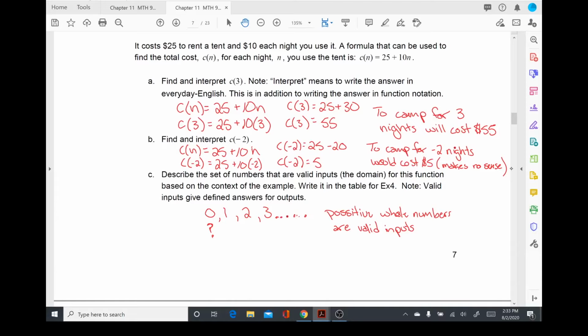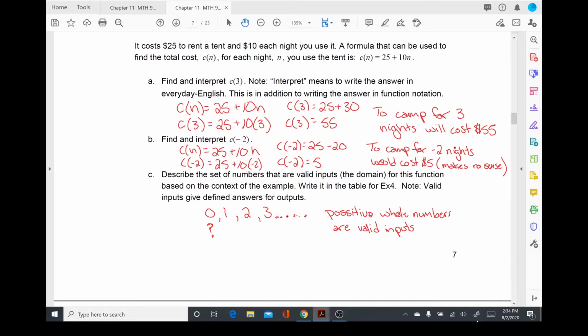I don't camp for 1.5 nights. And again, maybe you could go camping and then decide that this is just not working out and leave at midnight. But as far as this company goes, they're probably only going to put in whole numbers in the way that they charge you. And certainly I would plan for a whole number of nights.